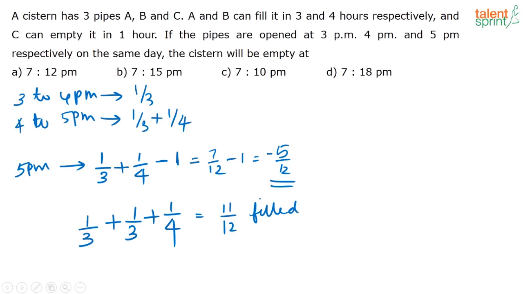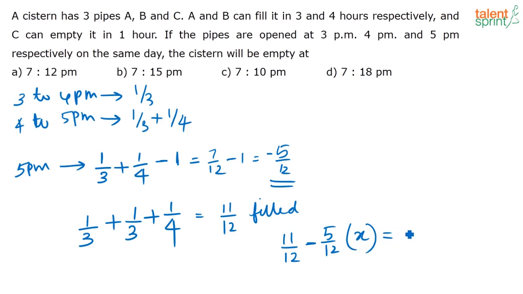After 5 p.m. all the 3 pipes are working, and in some time the full tank, the cistern, is getting emptied, correct? So what can I say? 11 by 12 minus 5 by 12 into, we don't know for how many hours, right? Let's say x hours, okay? So till 5 p.m., 11 by 12 of the tank is filled. After that, for x hours all the 3 pipes are working together and the tank is becoming empty.